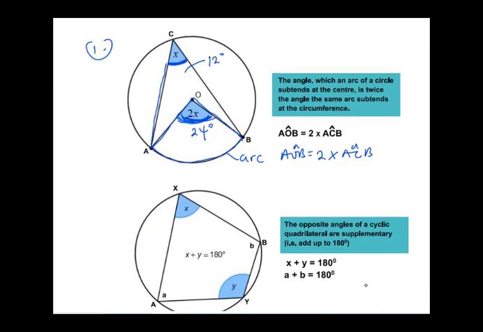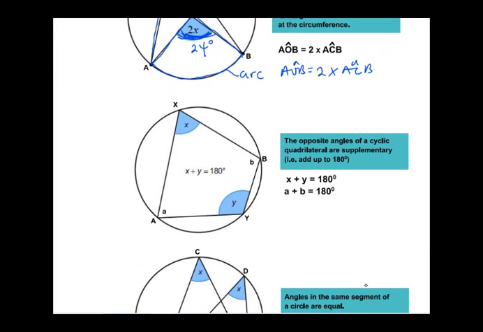All right. The second theorem that I'll be making use of is called the opposite angles of a cyclic quadrilateral are supplementary. That is, they add up to 180 degrees. Now, a quadrilateral is a polygon with 4 sides. You can see this quadrilateral AYBX. It has 4 sides: this is side 1, 2, 3, and 4. That is why it's called a quadrilateral. But it is a special quadrilateral.